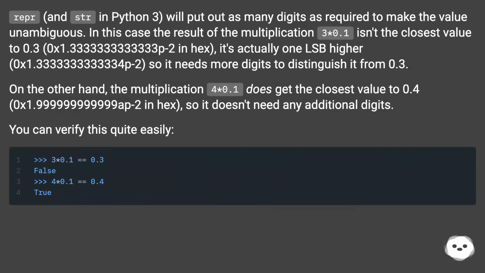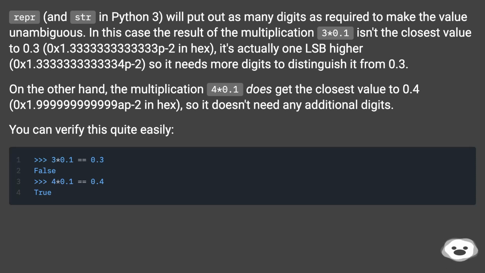Repr and str in Python 3 will put out as many digits as required to make the value unambiguous. In this case, the result of the multiplication 3 times 0.1 isn't the closest value to 0.3. 0x1.3333333333333p-2 in hex, it's actually 1 LSB higher, 0x1.3333333333334p-2, so it needs more digits to distinguish it from 0.3. On the other hand, the multiplication 4 times 0.1 does get the closest value to 0.4, 0x1.999999999999ap-2 in hex, so it doesn't need any additional digits.